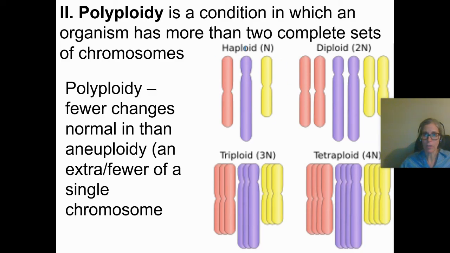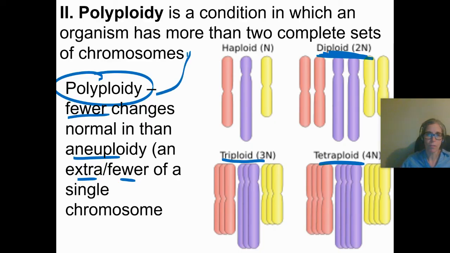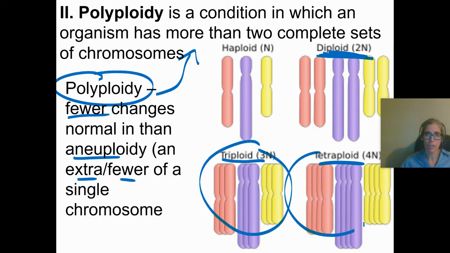So this is haploid, you have one set. Diploid, which is normal for us, you have two sets of chromosomes. If you're triploid, you have three full sets of chromosomes. And actually, there are animals and plants that are triploid or even tetraploid. They don't live with people, but they do in other organisms. So polyploidy is a condition in which an organism has more than two complete sets of chromosomes. And actually, a lot of these organisms have fewer changes than aneuploidy. Aneuploidy is what we saw with Downs, if you have an extra or one fewer chromosome. Polyploidy is when you have a full extra set, like triploid or tetraploid.